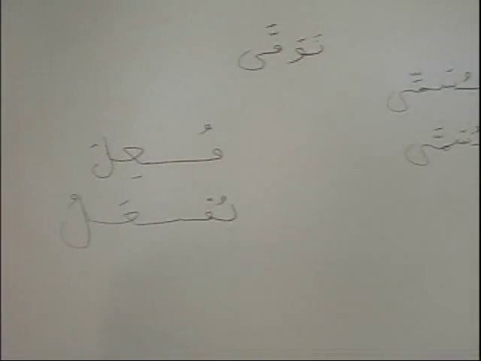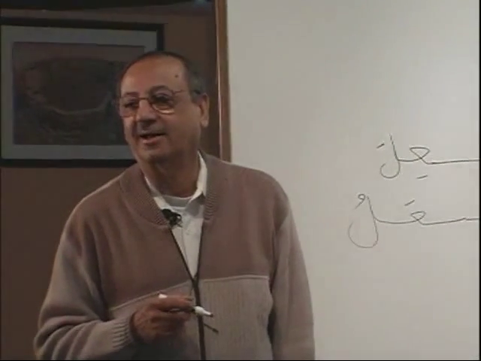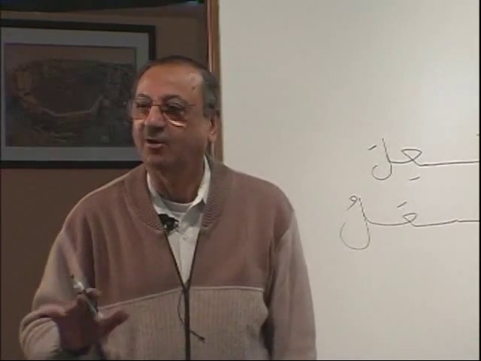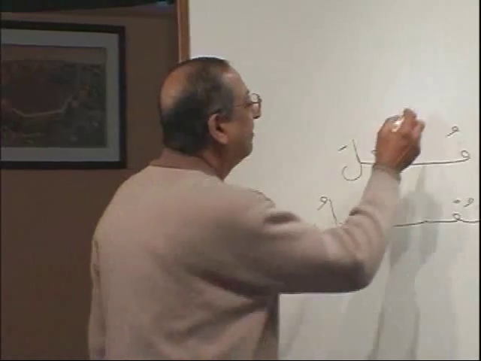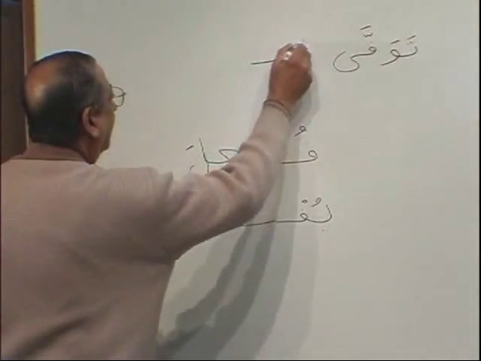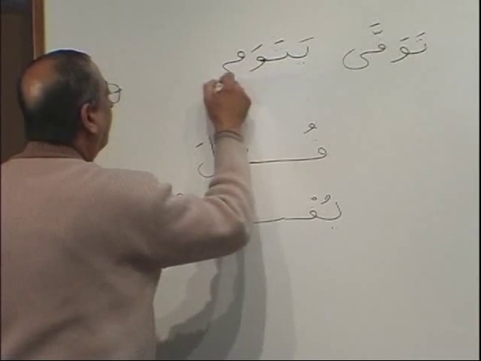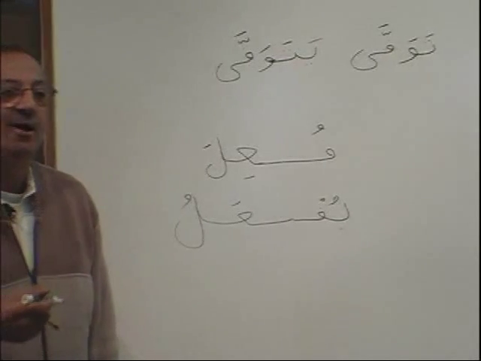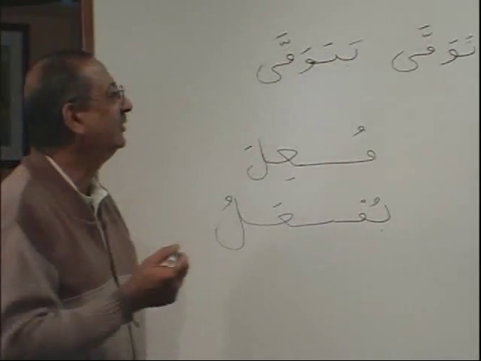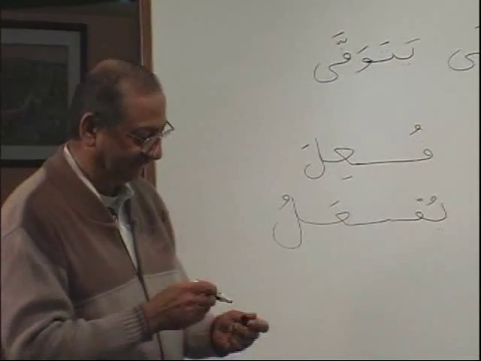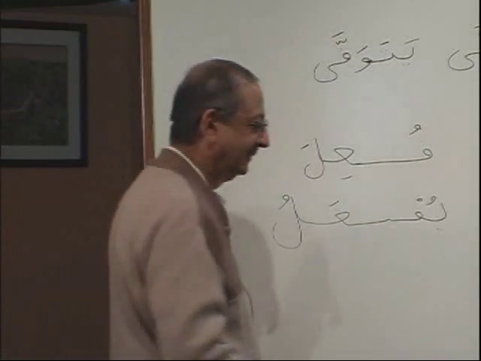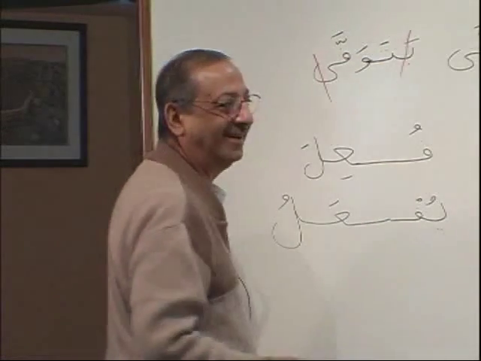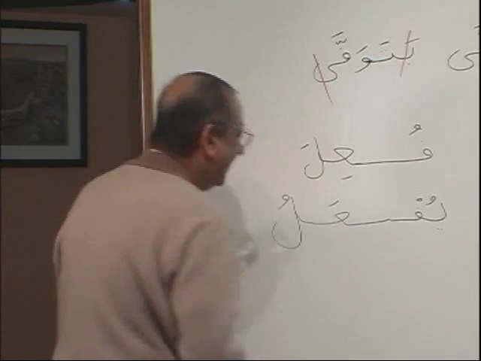Okay, brothers and sisters, tawaffa. Make it into mudariya. Form 5, fatah, fatah, fatah. Form 6, fatah, fatah, fatah. Yatawaffa. Yatawaffa. Are you with me, brothers and sisters? Yatawaffa. Now, Brother Abdul Samad, I want you to make amar out of it. Drop the ya. Okay. Brother?